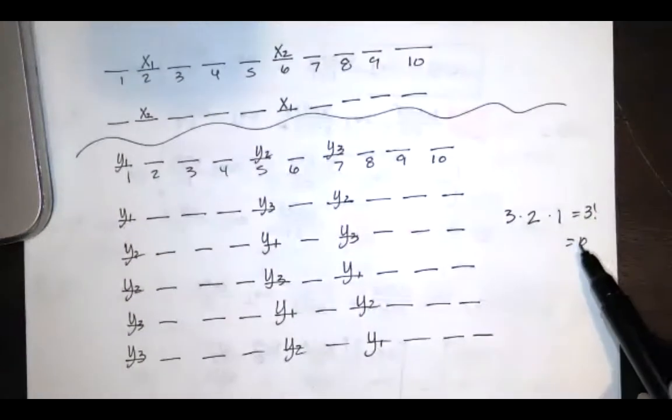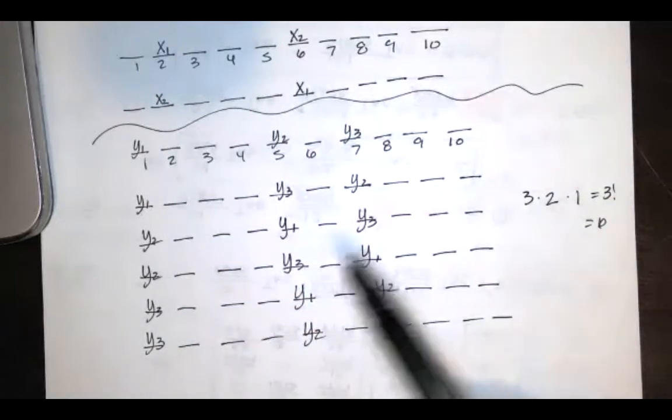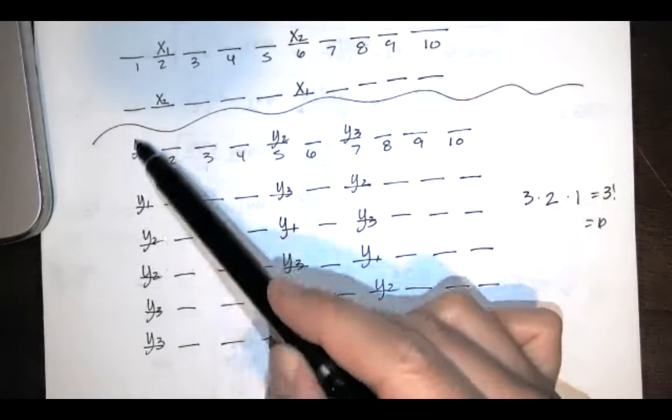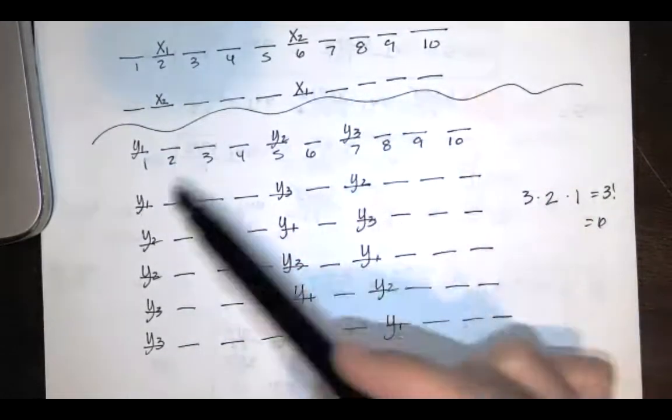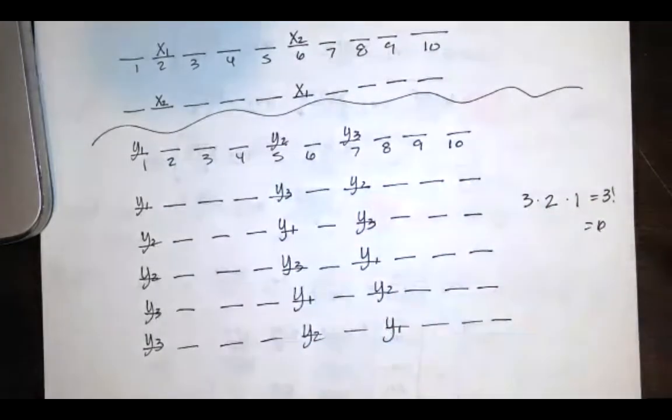And again, this number 6 is coming from the number of ways I could arrange those 3 questions in 3 positions. I could put y sub 1 first, and then y2 and y3, or y sub 1 first, and then y3 and y2, and so on. So you've got 6 possibilities.